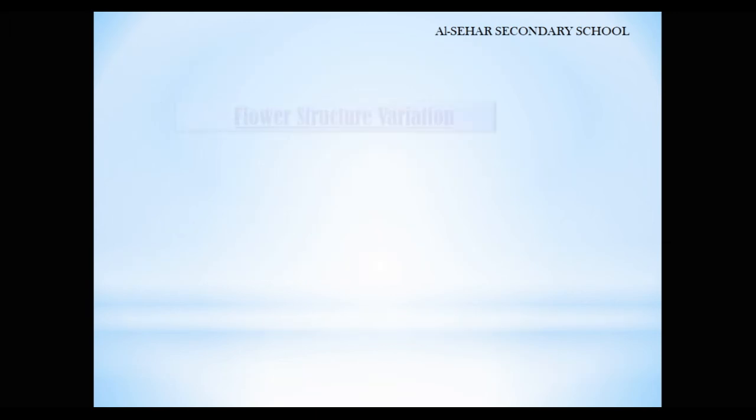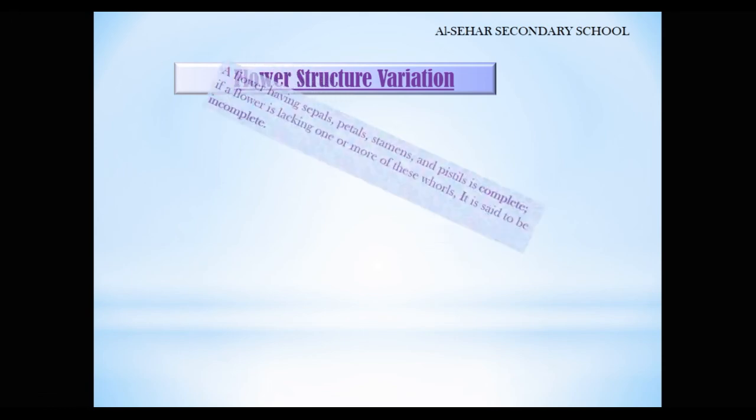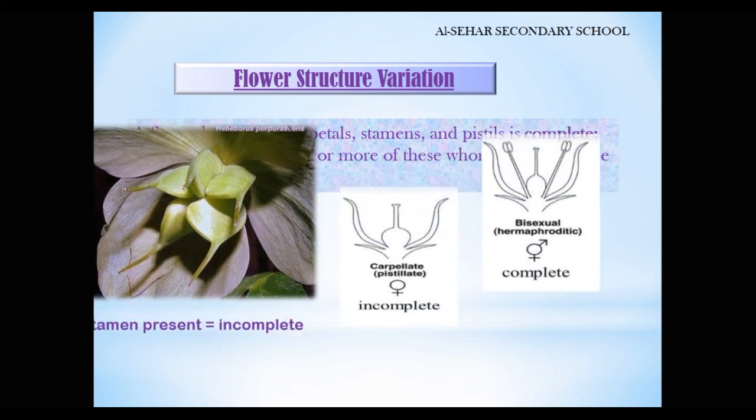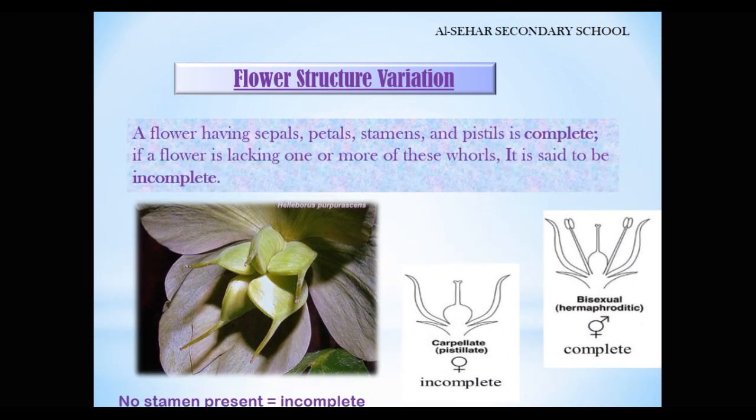Let's see the flower structure variation. A flower having sepals, petals, stamen, and pistils is complete. But if a flower is lacking one or more of these four parts, it is said to be incomplete, which you can see in this diagram. If there is no stamen present, it is incomplete. But if there is a stamen present, it is complete, which you can see in this diagram. This is the complete flower structure variation.